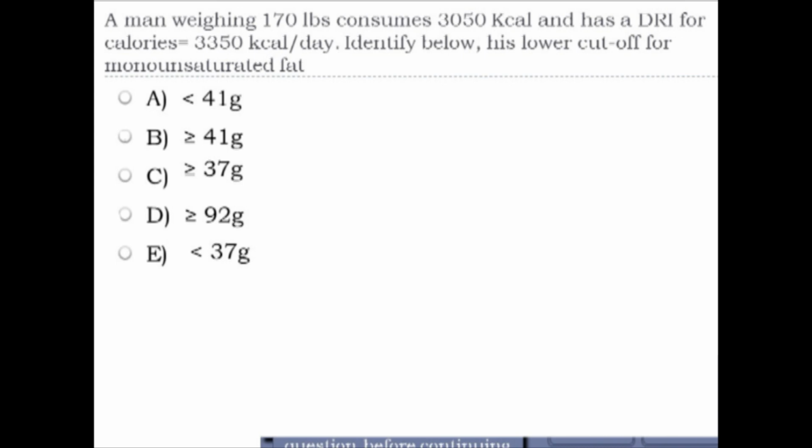If you did the correct calculation, then you should have the following answer, B, greater or equal to 41 grams. How was that calculation done? Well, first of all, a reminder that when you're looking at cutoffs or standards, you never use the calories consumed, but really the calories recommended, the DRIs. So you would end up with the wrong answer if you use 3,050, the correct answer if you use 3,350. So that's the recommended amount of energy, and it's 11% or greater. So let's do 3,350 times 0.11. That gives us 368.5 calories, and we need to divide that by 9 because it's a fat, and we get 40.9, or in other words 41 grams of monounsaturated fat or more.